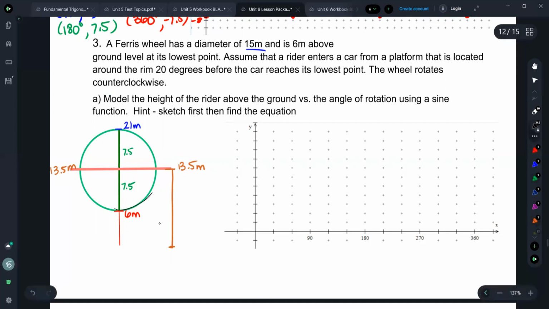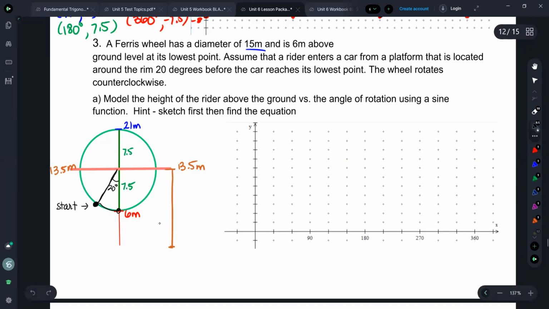If we're rotating counterclockwise, we're rotating in this direction. We start 20 degrees before reaching the minimum height. So if this is the minimum height, I'm going to go 20 degrees before that, which is right here. This is where I start, before we hit the minimum, and we're rotating counterclockwise, so we're rotating toward the right. Isn't that clockwise? But I'm rotating this way, right? So that will be 20 degrees before we hit the minimum.